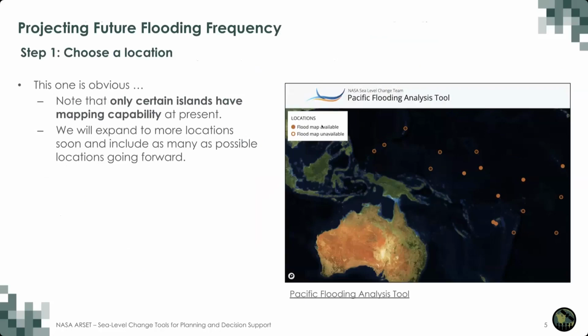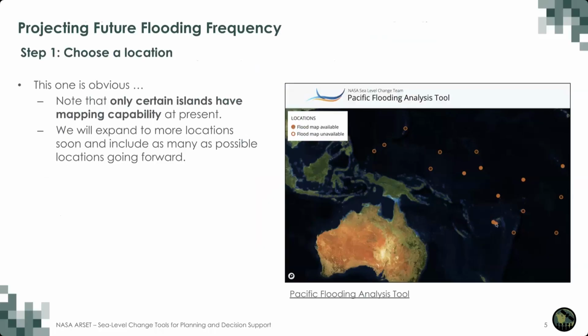This is where there is local sea level data for us to use for this. And then we also have them separated out with open circles where we don't have the flood mapping yet. We're working on filling in all these circles. This is a work in progress. And the closed circle, the filled circle here, that's where we do have the mapping available.